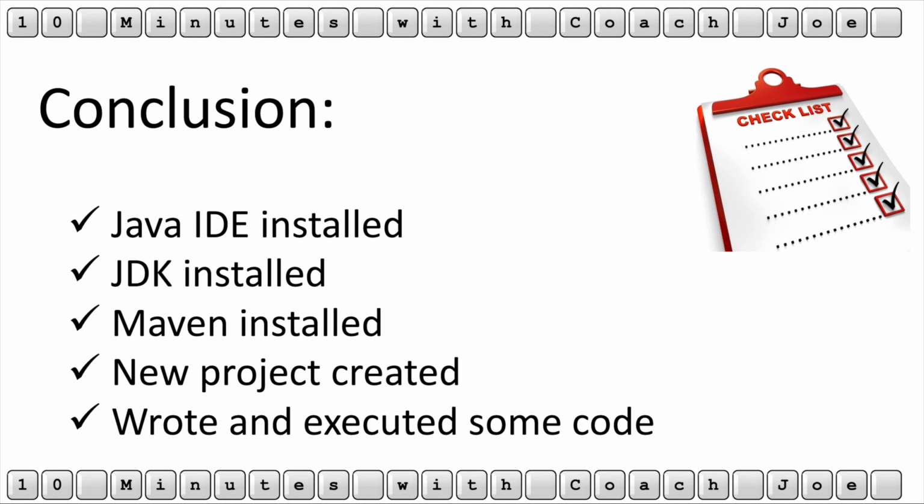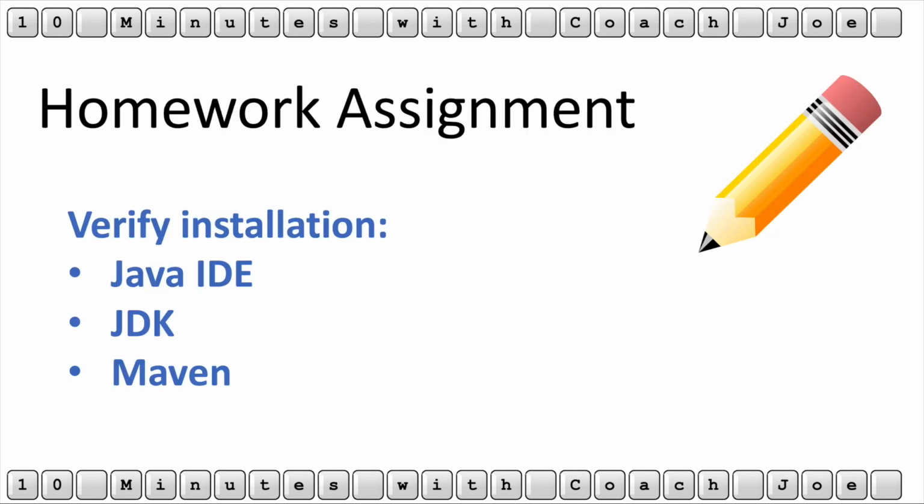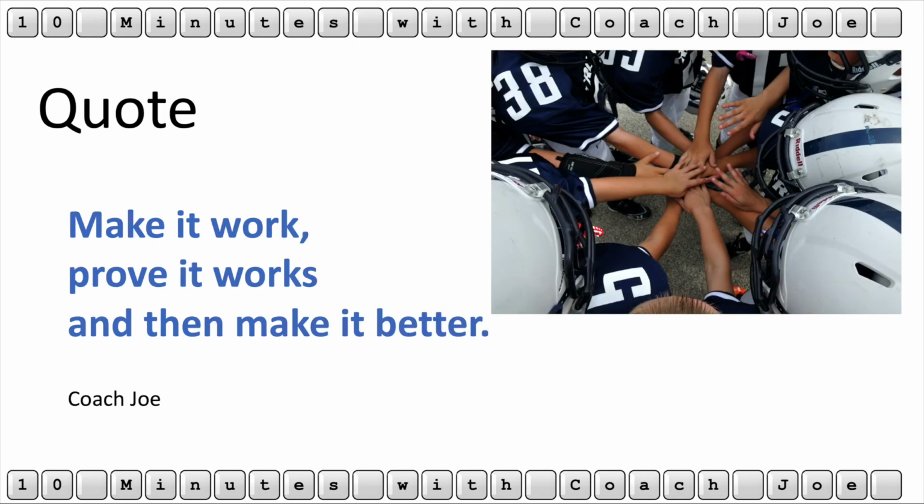You should also have a working unit test which proves the IDE and JDK are working. Your homework assignment is to make sure you have a Java IDE installed on your machine along with JDK and Maven. In the next lesson, we will talk about class and constructor. Remember, future senior level developers, make it work, prove it works, and then make it better. Ready? Break!